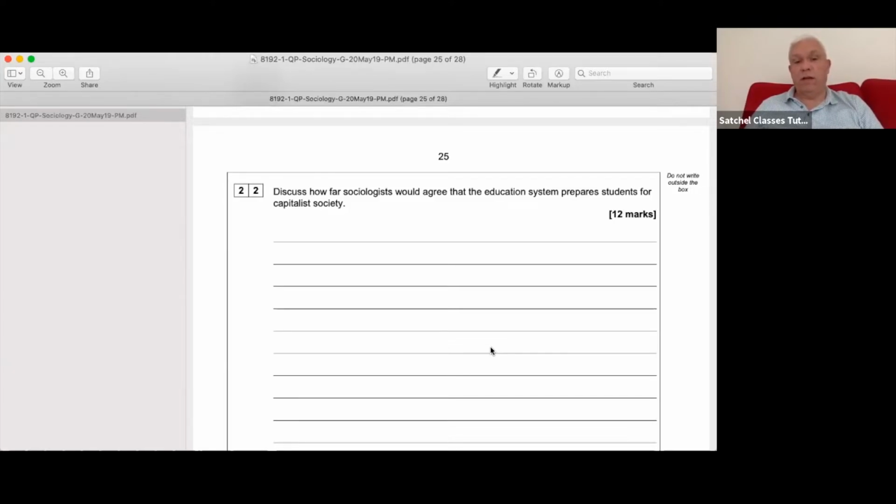Okay, you might want to argue also, like the last one, that it does prepare you very well for a capitalist society, because it allocates you in your roles. So the academic students will go towards an academic career. They become a doctor and things like that, whereas the less academic might end up being a car mechanic or a builder, that type of thing.